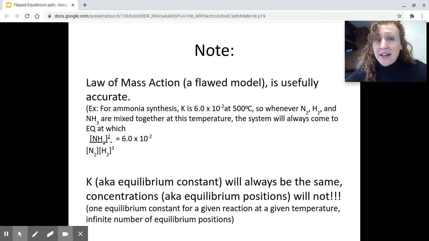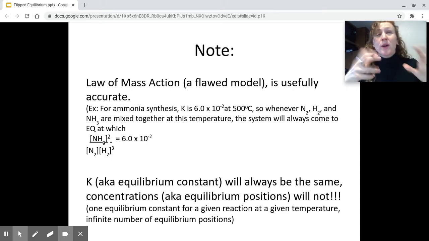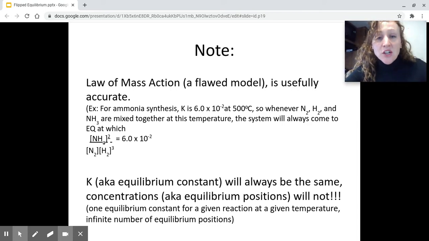So much so that in industries, when they are trying to produce compounds, they look to the law of mass action to figure out what their reaction is going to look like and how they can manipulate it to look a little bit more favorable for them.